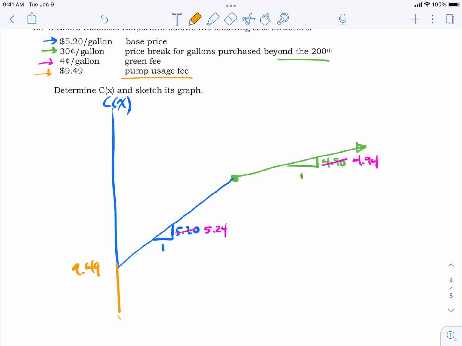So I'm basically lowering my x-axis to here. Now that's still 200 there, right? This is still the x-axis here. Okay, so now I've got a good picture. There's the cost function. It starts at 9.49 if you buy nothing. I suppose if you want, you could label that x equals 0. It climbs at a rate of $5.24 a gallon until you get to 200 gallons, and then it's cheaper. It only rises at $4.94 a gallon.